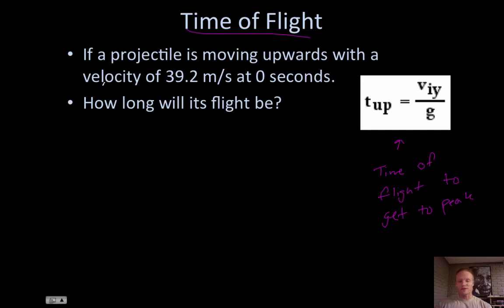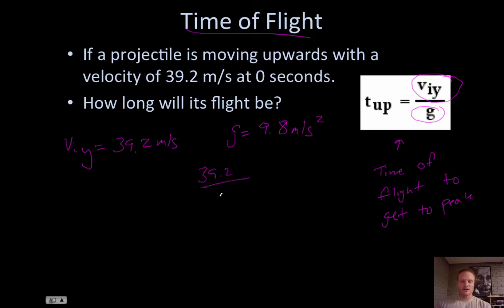They've already broken this into components. So you can assume that this is v sub I y, the y piece of it. That's 39.2 meters per second. And we don't care about the x. You notice the formula doesn't ask for the x component, because the x component has nothing to do with gravity. Those two do not mix with each other. So v sub I y equals 39.2 meters per second. How long will the flight be? Well, g in this formula is 9.8 meters per second squared. So I'm going to just plug numbers in. 39.2 divided by 9.8 equals about 4 seconds. So what does that mean actually? Well, let's get a picture here.